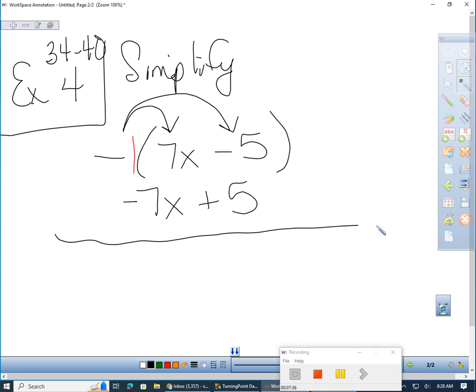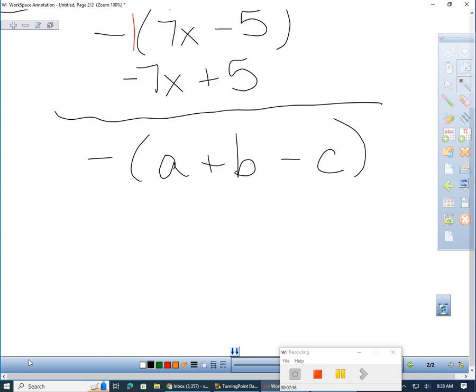Let's do one more here. So I have a negative times (A plus B minus C). So if I have a negative in front, that really means I'm going to distribute a?